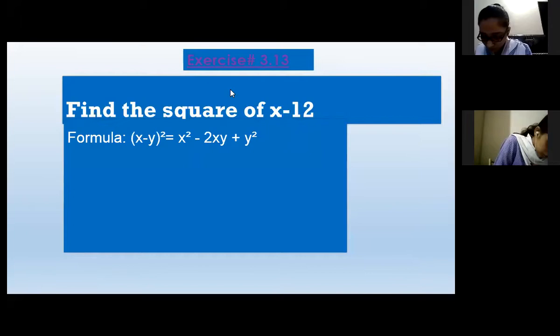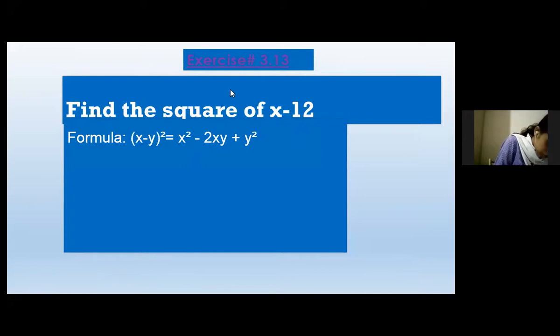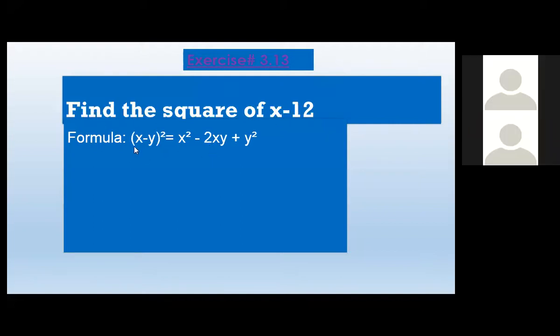Okay? Zuhaib Irfan, can you please unmute yourself? Zuhaib, please unmute yourself beta quickly. Yes, Zuhaib. Assalamu alaikum. Walaikum assalam, miss. Zuhaib, can you solve this question with me? Yes, miss. Beta, let's start. The formula is x minus y whole square. We get x square minus 2xy plus y square. So beta, here x is equal to x and y is equal to 12. Very good. Now we have to put the values in the given formula.